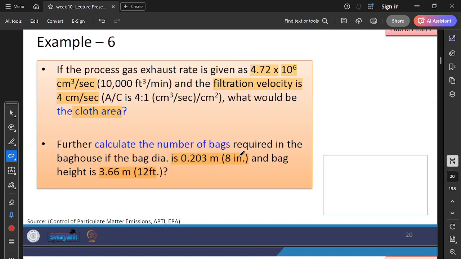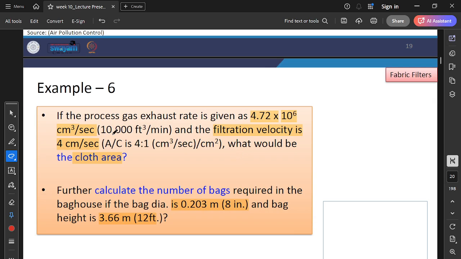Yeah. So I am moving on to the sixth question. Same filter bags question. If the process exhaust gas rate is given as low. So after a process, there is exhaust gas coming out.